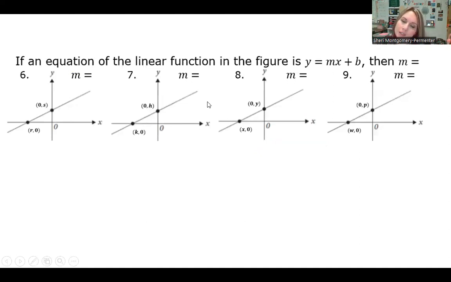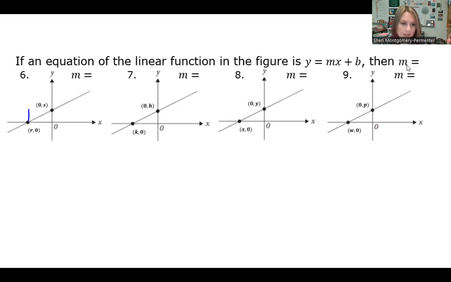So now on to the back page. This is always a very challenging question. So up at the top, we're going to do question 6 together. It says, if an equation of a linear function in the figure is y equals mx plus b, then m is what? So again, what does m stand for? Slope. All we're doing is looking for the slope. Are there any numbers on this graph? I mean, aside from 0. So that's why this is a tricky question. Don't let this question defeat you. I believe y'all can do it.